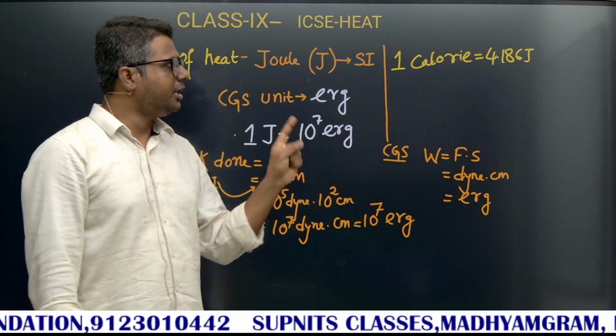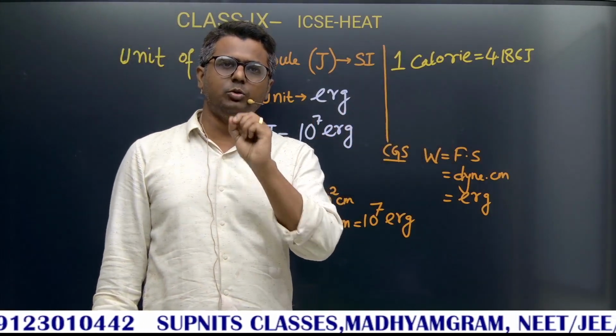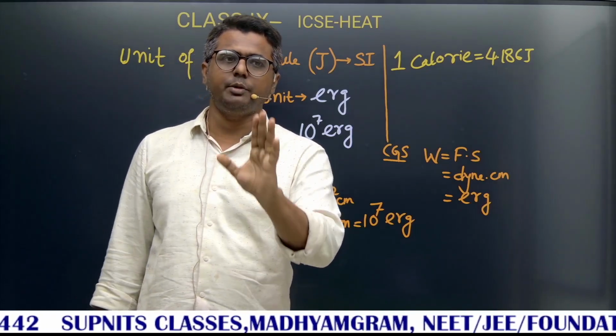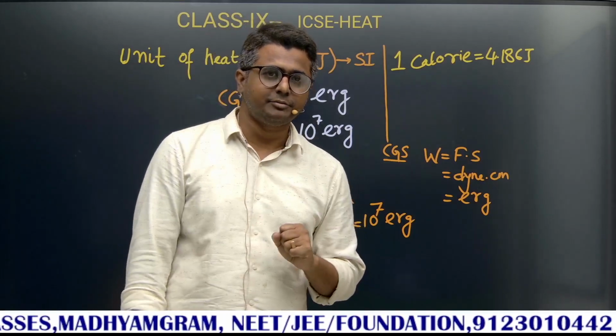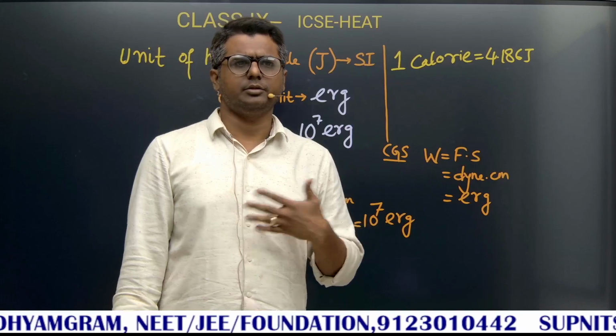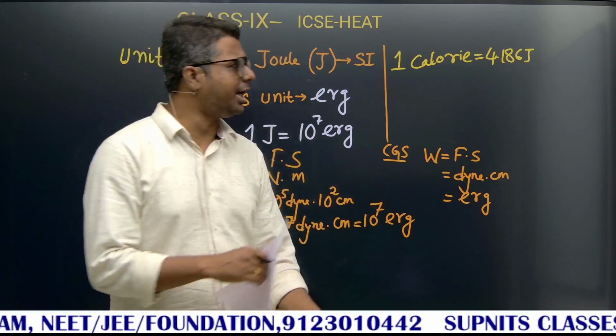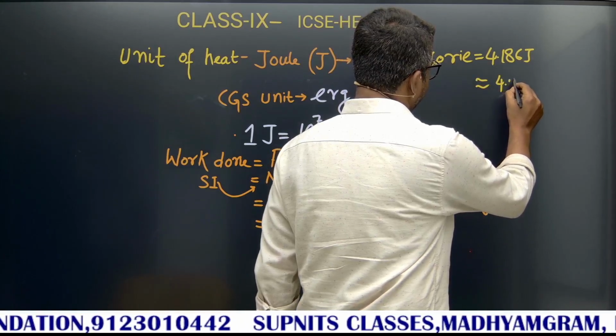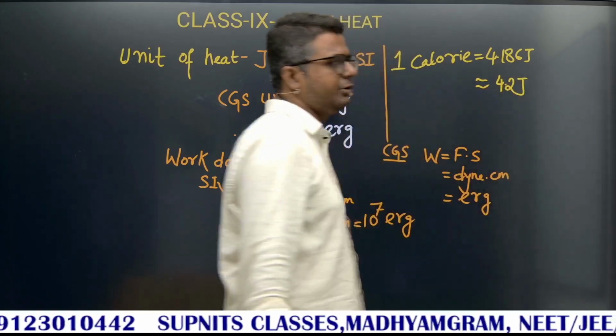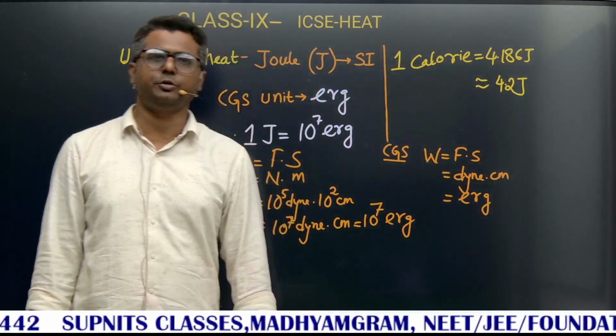Now here I have to tell you something. If I write this as 4.2 joule, then it will be marked as a wrong answer. Why will it be marked as a wrong answer? Many times, teachers only say you can write it approximately 4.2 joule. Yes, definitely you can write it approximately 4.2 joule, no problem.